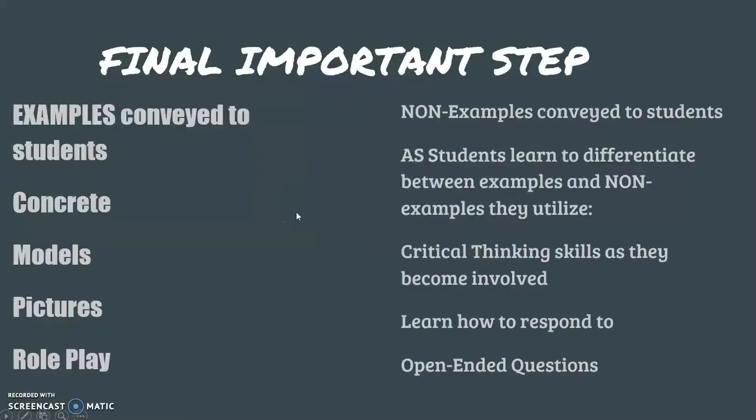One of the final important steps is the example and non-example category. The examples conveyed to the students must be concrete, good models, pictures or role play, and need to be differentiated between the non-examples that are conveyed to the students. Because as the students learn to differentiate between examples and non-examples, they utilize critical thinking skills as they become involved. They also learn how to respond to open-ended questions instead of closed-ended questions, the Socratic teaching method, if you will.